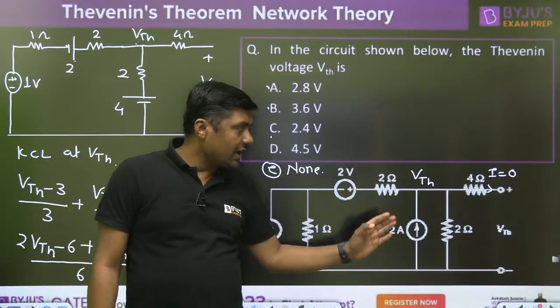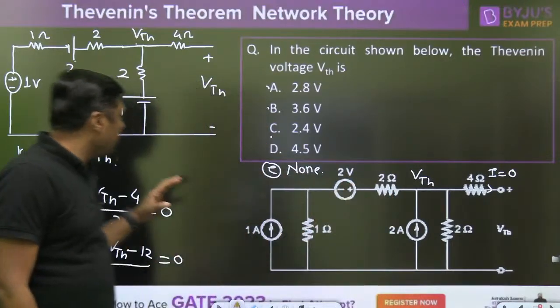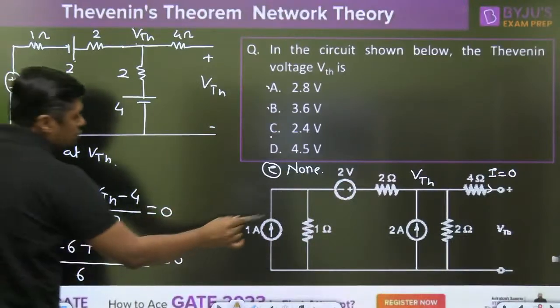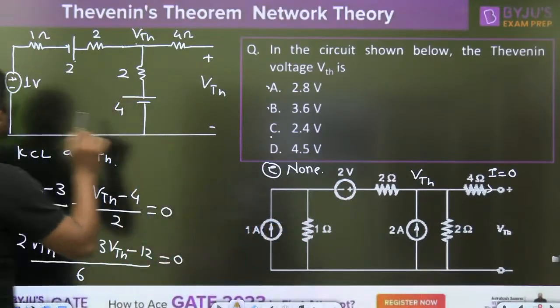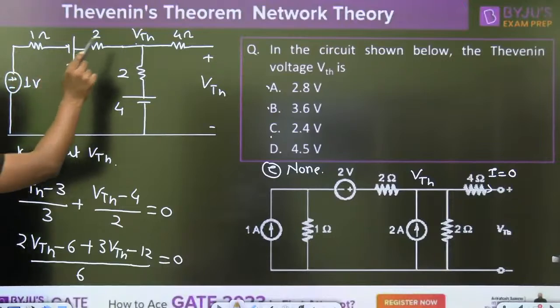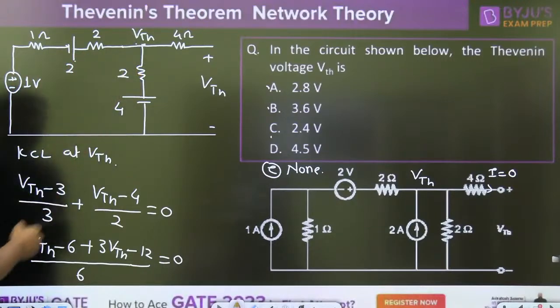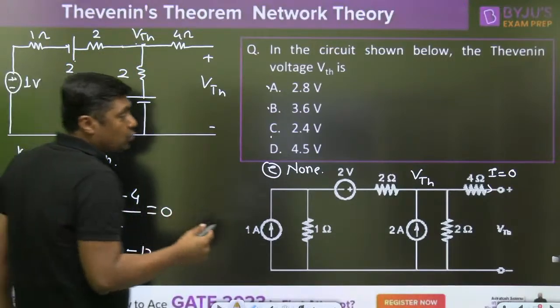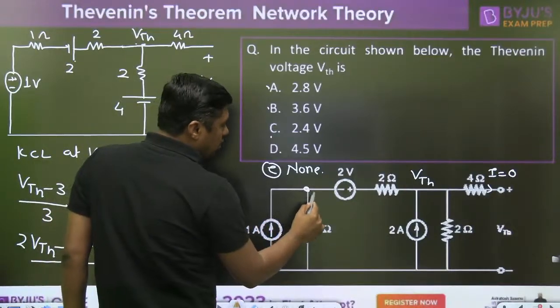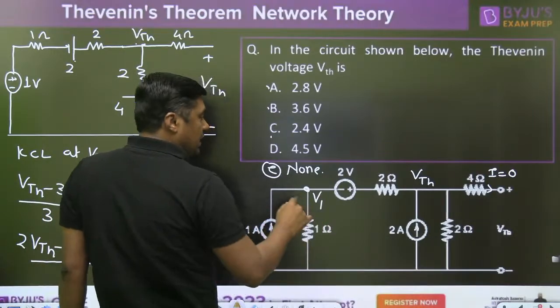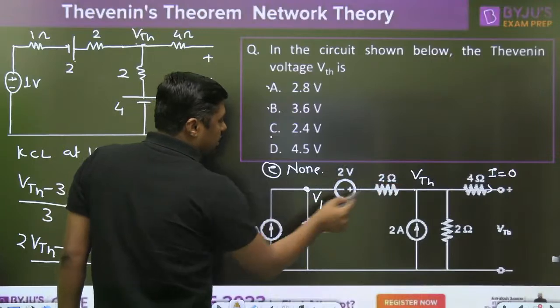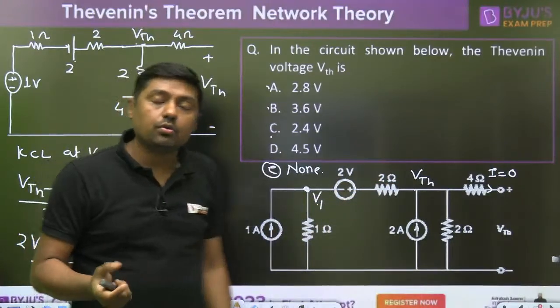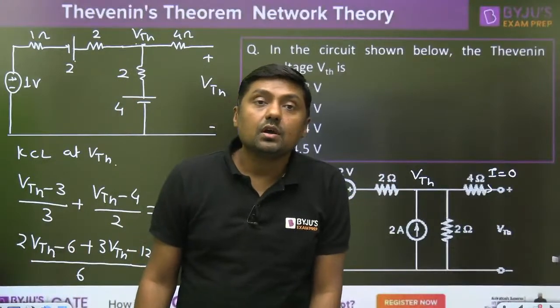If I am going to calculate in a systematic way, I am converting this voltage source and current source into a voltage source, so that I have to apply the KCL at only one node. Otherwise you have to apply the KCL at 2 nodes. You can also consider the voltage at this point V1, and then apply the KCL at this point and that point. You can find the value of VTH, right?